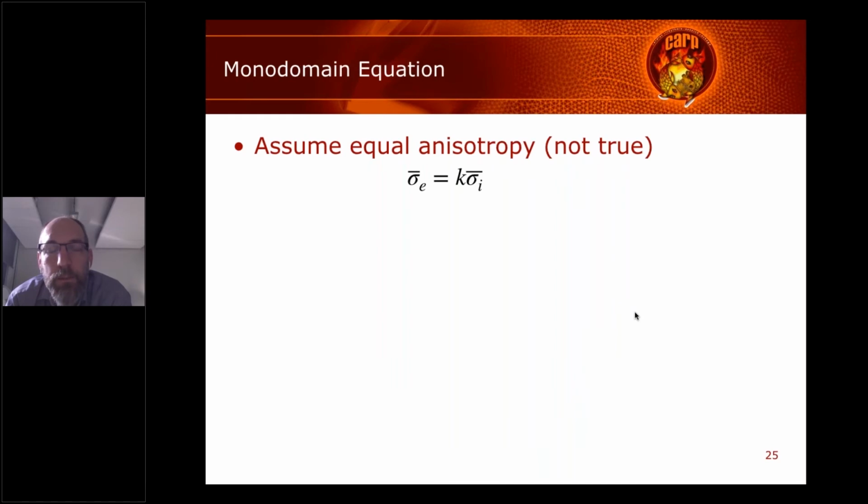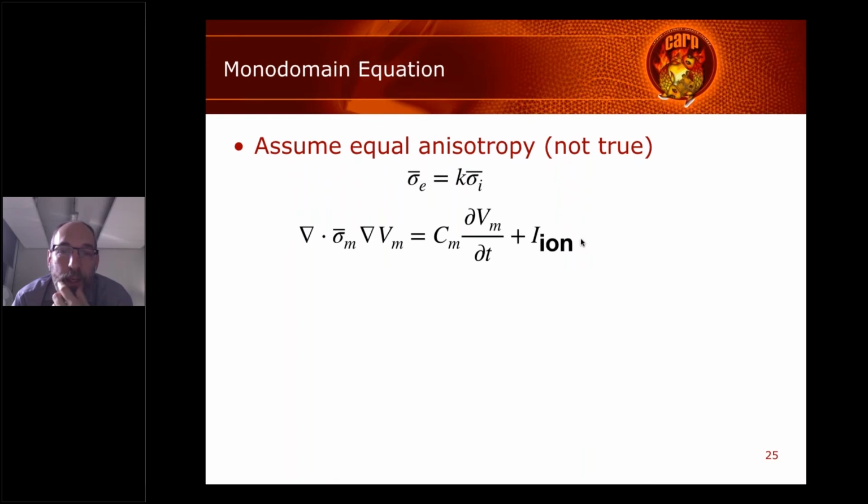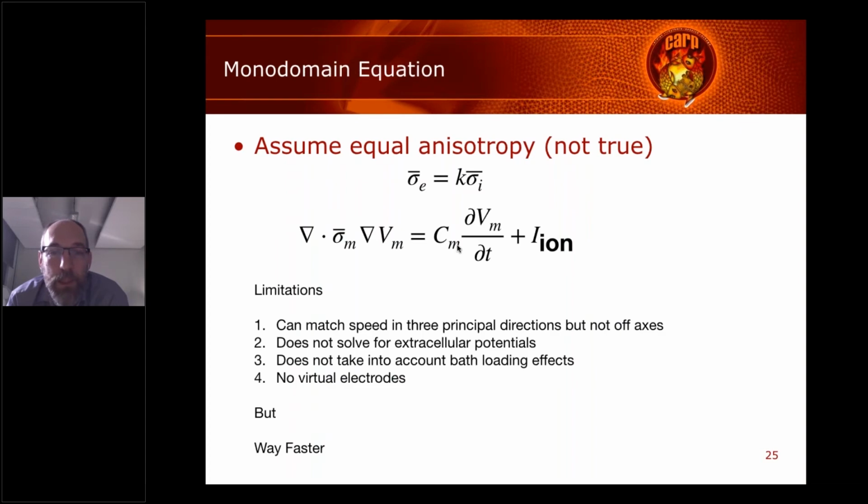But the bidomain is a bit complicated to compute. So people use the monodomain because it's a lot faster. Again, we're assuming equal anisotropy, where the difference between the conductivity tensors in the intracellular and extracellular domain is just a simple scalar conversion, which is not true. And if you do that, you can simplify the monodomain equation to this. Again, it's one simple parabolic equation. However, it has its limitations.